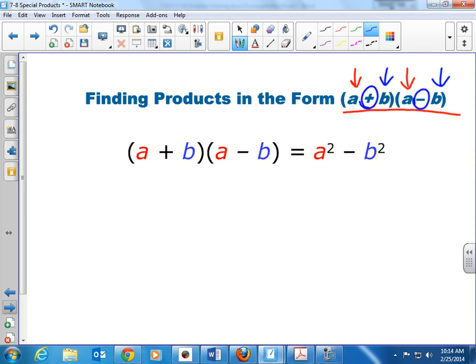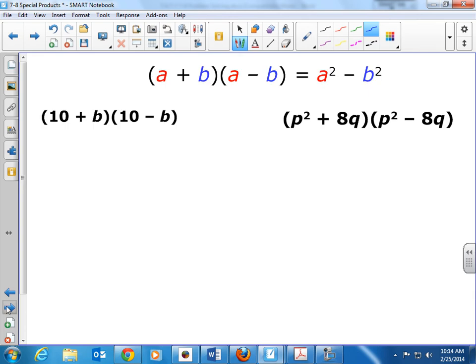So something special is going to happen here, and that is that the middle term that we usually have is going to cancel out completely. So our answer is only going to have 2 terms in the end. Let's take a look at an example.